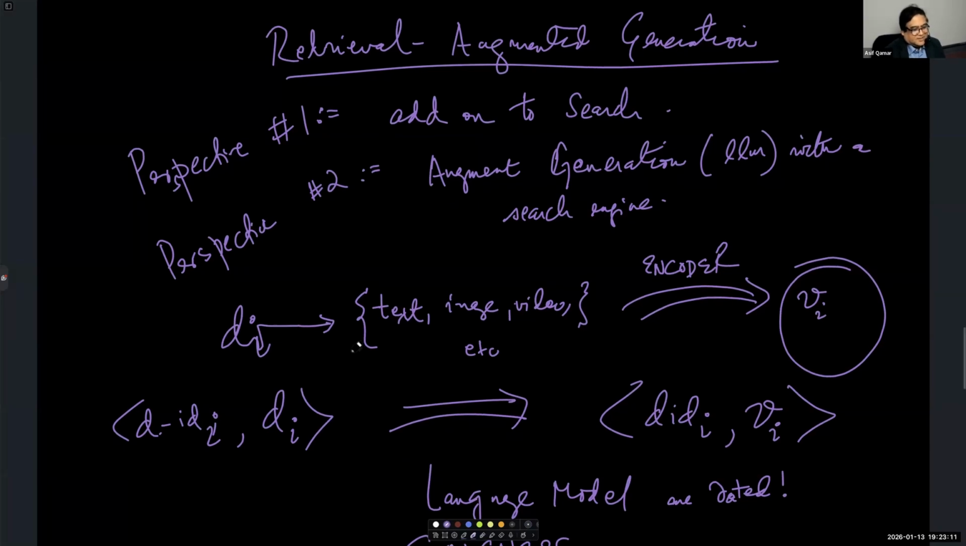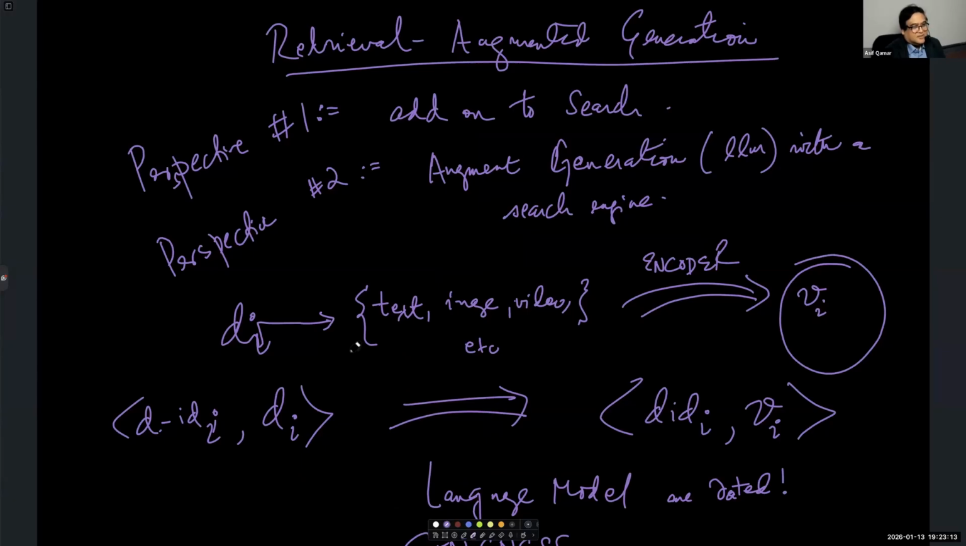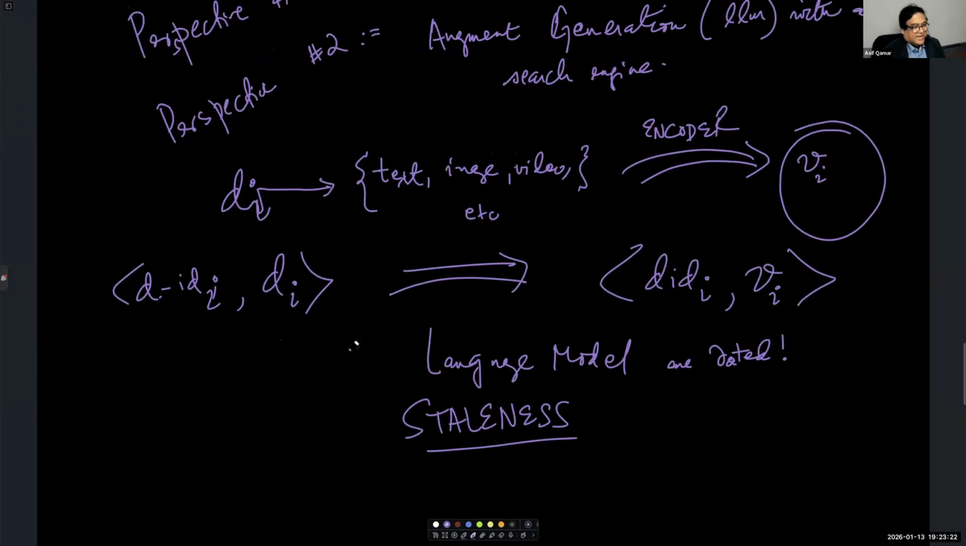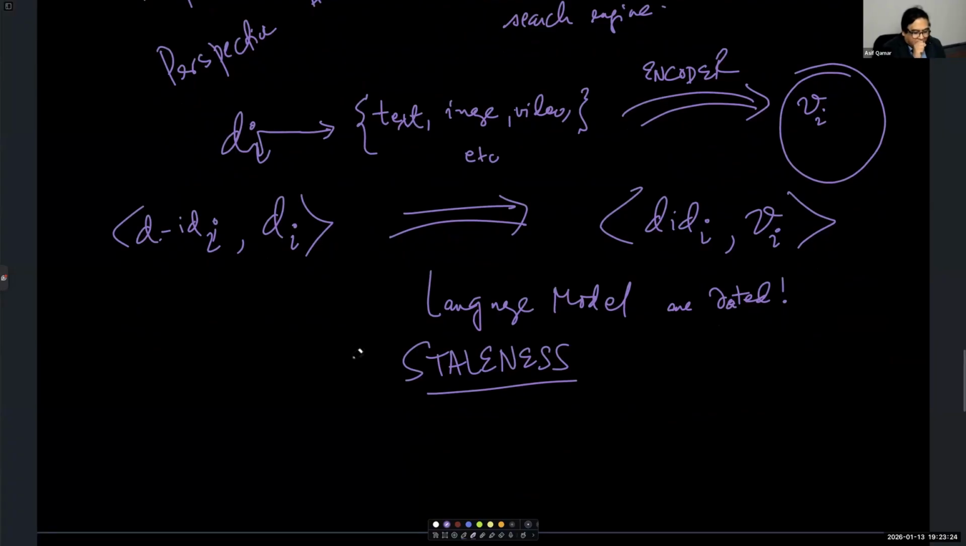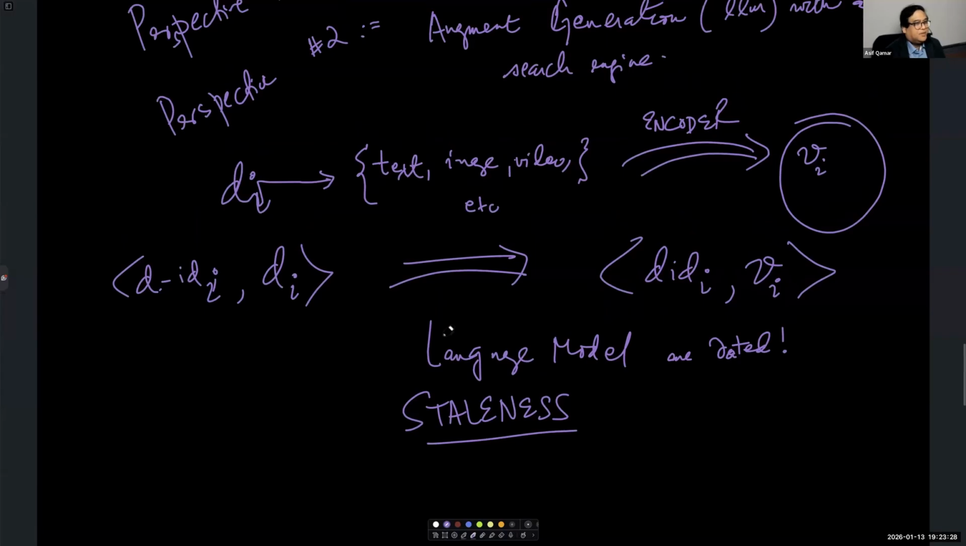Another perspective is that LLMs tend to hallucinate. They tend to answer from parametric memory, but you want it to answer from a corpus of documents, or the LLM can be dated. It has a staleness factor and a hallucination factor, much of which you can mitigate by augmenting it with a search system. And the search is based on your documents.